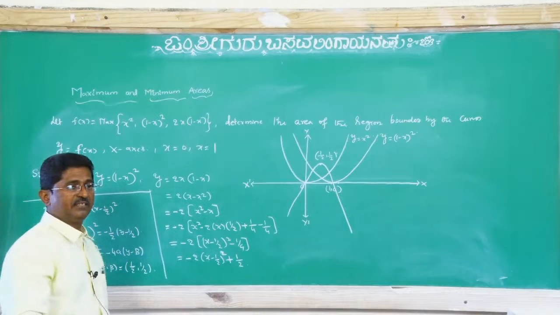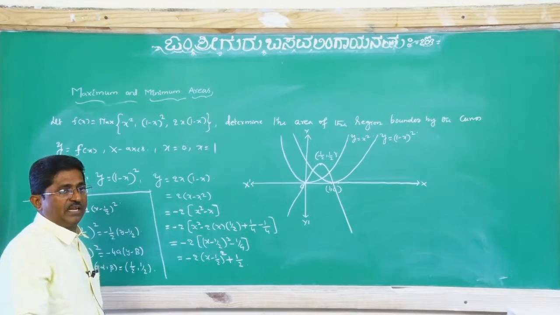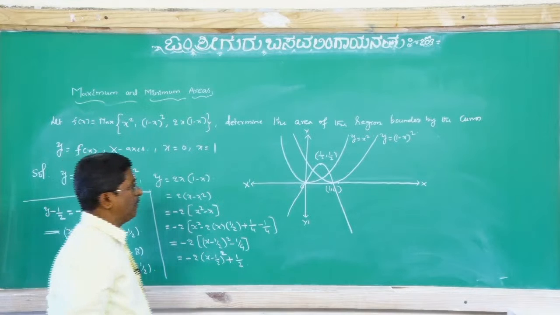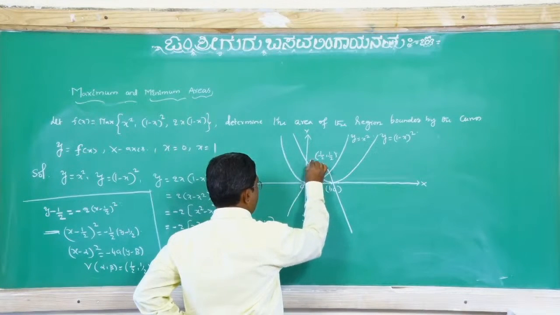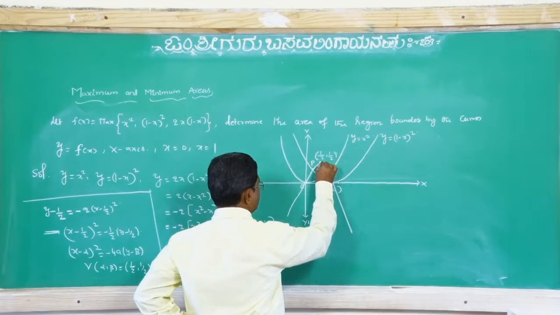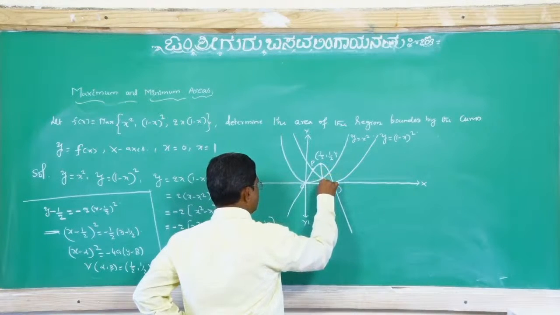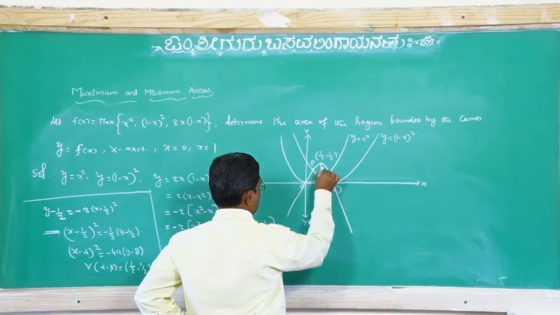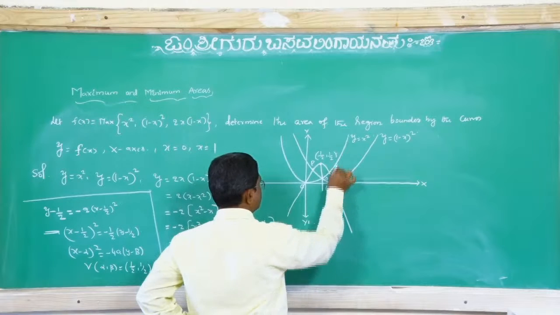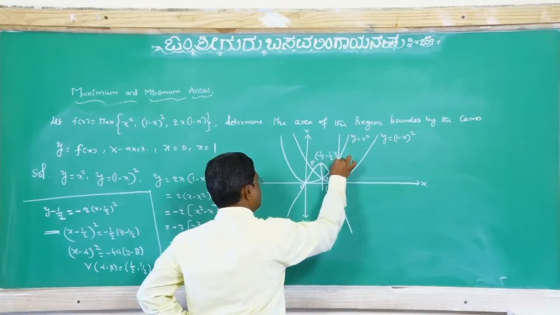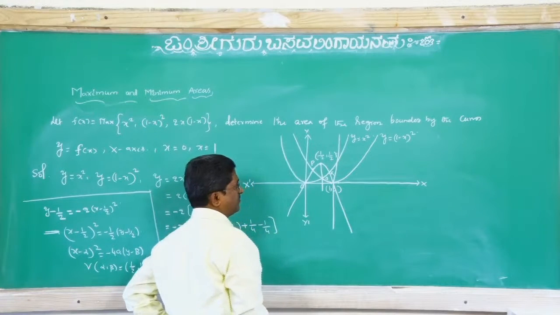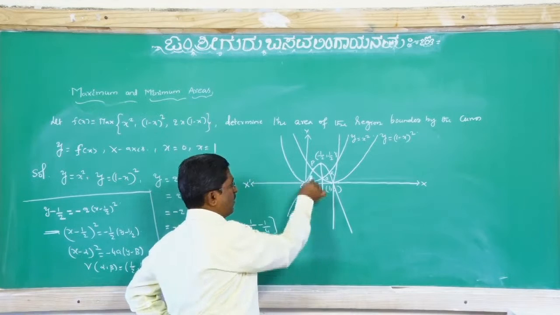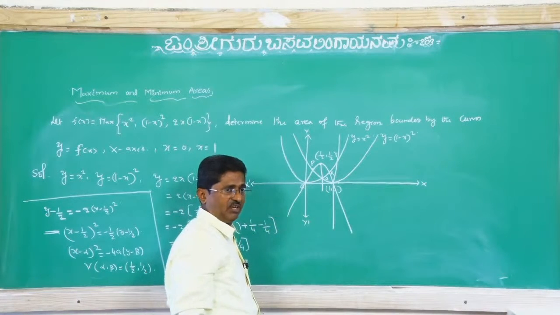Right. Now we have to determine the points of intersection of the curves. Let us assume I call this point P, this point Q, and this point R. This is another point, x is equal to 1, given as (1, 0). We have to determine these coordinates and this point of intersection also.